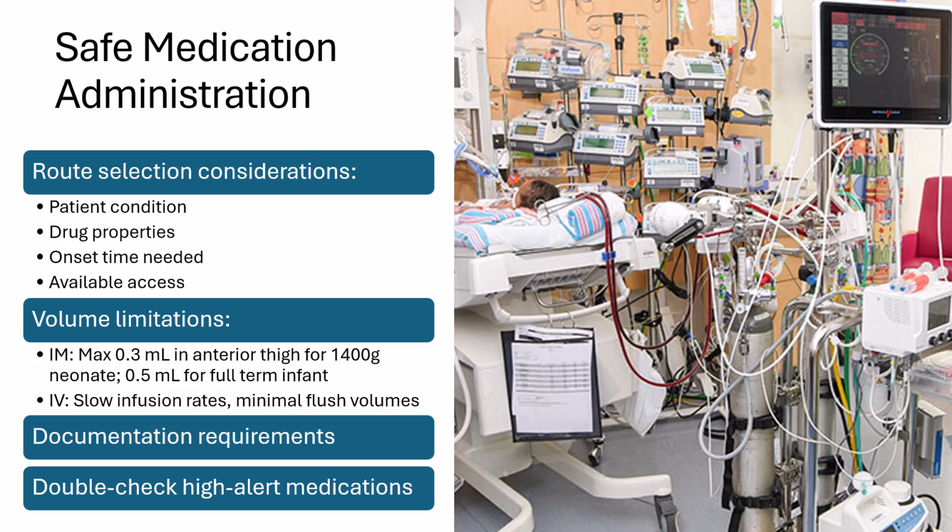When selecting a route, consider the patient's condition, drug properties, how quickly you need effect, and available access. Volume limitations are important. For example, maximum IM injection in the anterior thigh for a 1,400-gram neonate is only 0.3 milliliters, and 0.5 milliliters for a full-term infant. IV administration in neonates requires slow infusion rates and minimal flush volumes to avoid fluid overload.